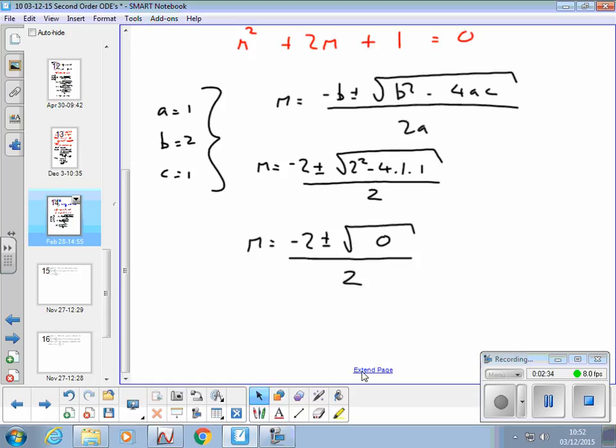So if it's a perfect square and we put these numbers into the quadratic formula, we actually get a situation where the root is 0. That's what the perfect square is telling us. And effectively, m equals just minus 2 over 2, which is minus 1. One root, one solution. So this is a different type.